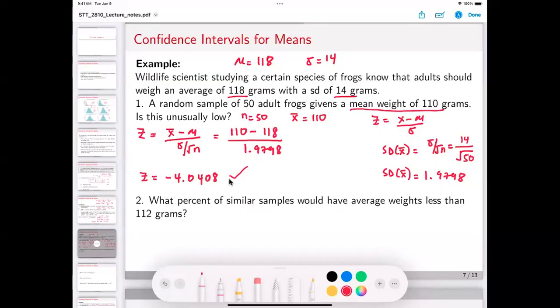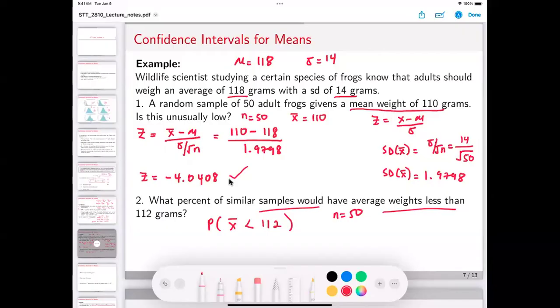Now let's get to 2. For 2, we are going to use StatCrunch to answer, so I want you to open StatCrunch. What percent of similar samples would have an average weight less than 112? So we are trying to find the probability that X bar is less than 112. That is what we are looking for. Is that okay? And then we are told similar samples, that means N is still 50 here. Is that okay?